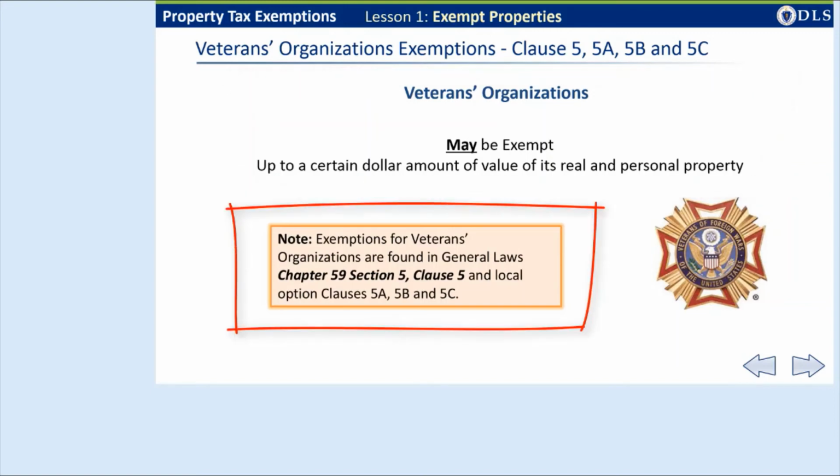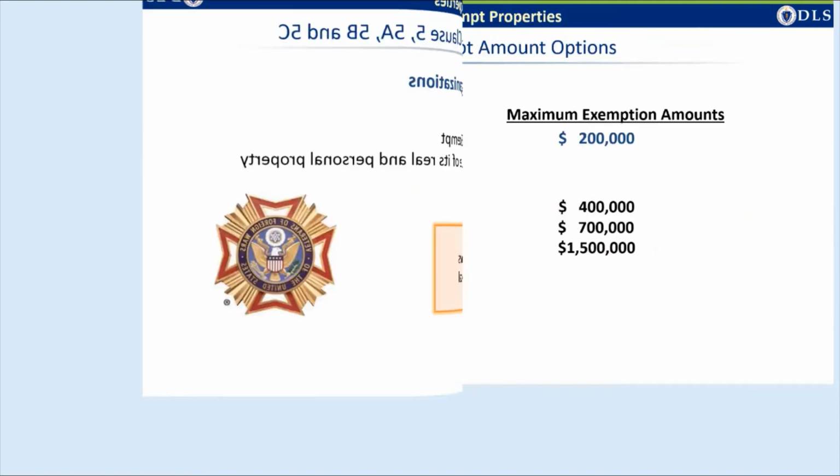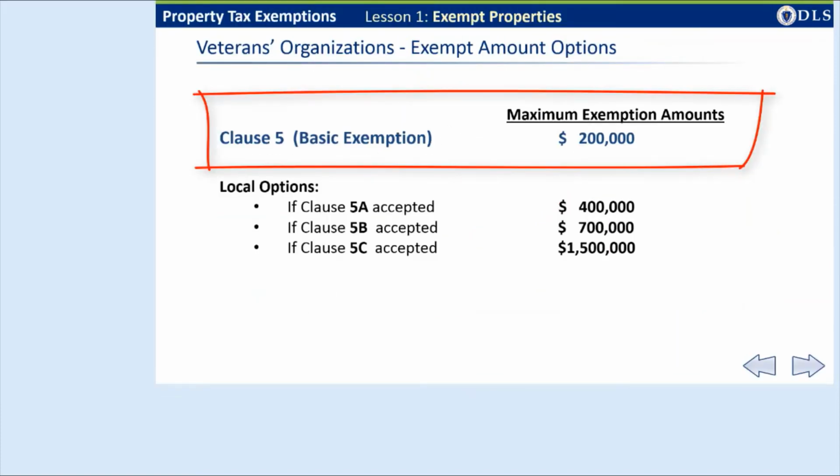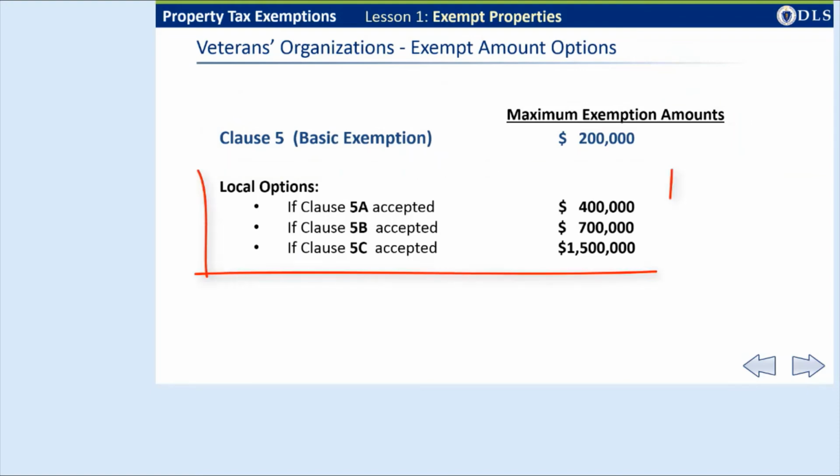The exemption is found in Clause 5, or local acceptance clauses 5A, 5B, and 5C. Each clause exempts up to a specific dollar amount of the value of the organization's real estate and personal property. Under Clause 5, each qualifying veterans organization receives an exemption of up to $200,000 of the value of its real and personal property. If the city or town accepts one of the local option clauses, the amount of the exempted value is set at a higher amount, as shown here.